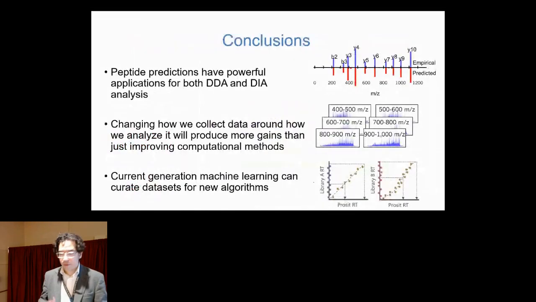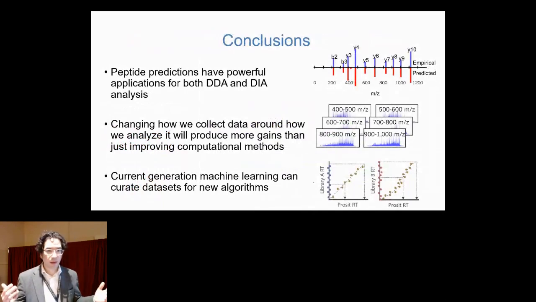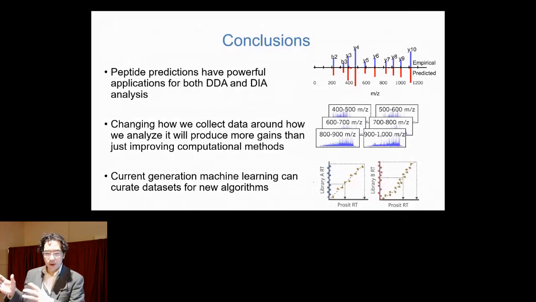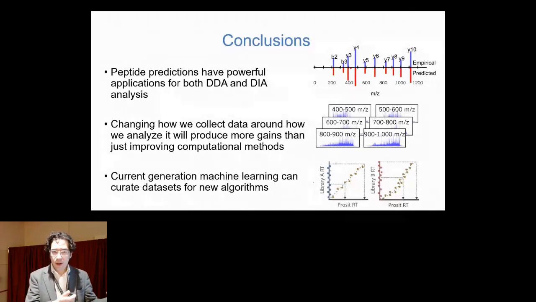So just to wrap up, peptide predictions we think have a very powerful application for both DIA and DDA-based data sets, changing how we collect data. That means changing the sort of data that we're acquiring for identification purposes versus quantitation purposes can make bigger gains than just improving the computational methods. And then this last story about using current generation tools to curate data sets for our newer tools gives us the ability to make much more accurate, much more useful, big library sets for building these deep learning models off of.